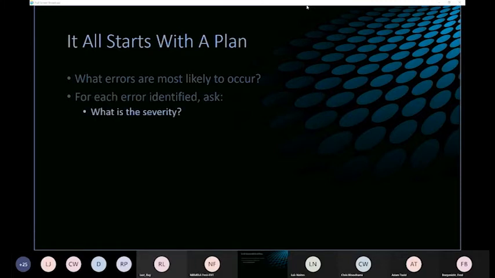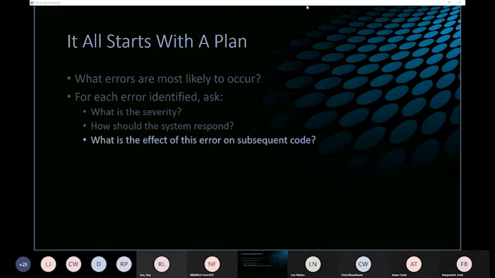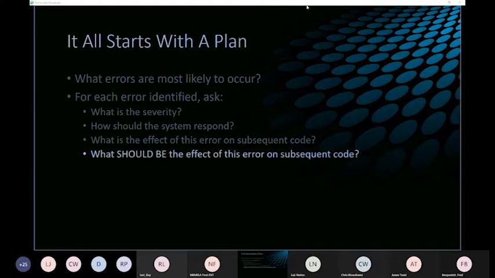What's the severity of that error, right? You want to handle the most severe errors that have the highest negative consequences. So what's the severity? How should the system respond, right? You definitely want to think about that before it happens. What's the effect of this error on subsequent code, right? Something goes wrong. What does that do to other downstream code? What does that affect? What should be the effect of this error on subsequent code? That's two different questions. What's the actual effect and what should it be?